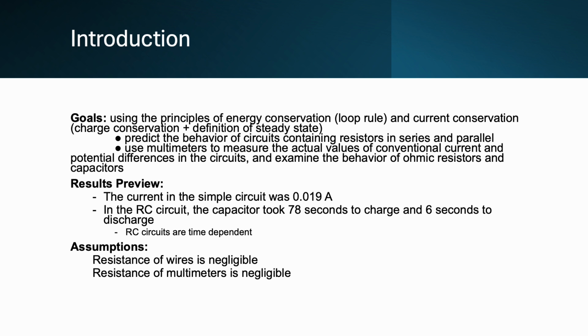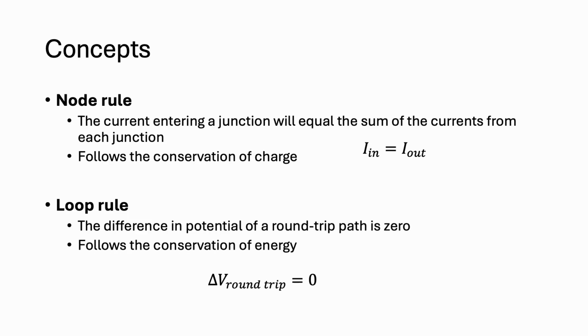Some assumptions that we made were that the resistance of the wires and the resistance of the multimeters are negligible. Some of the important concepts in this lab include the node rule, which is that the current entering a junction will equal the sum of the currents leaving the junction, and this follows the conservation of charge.